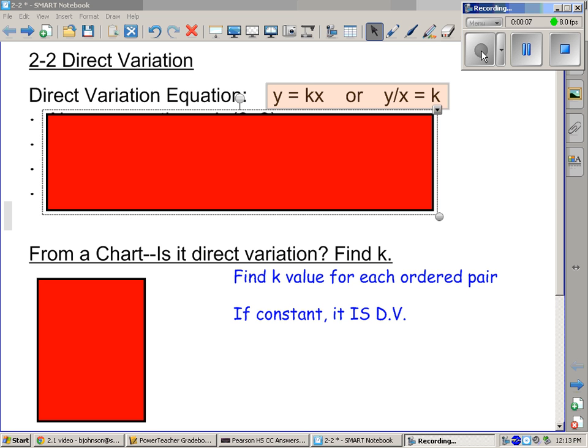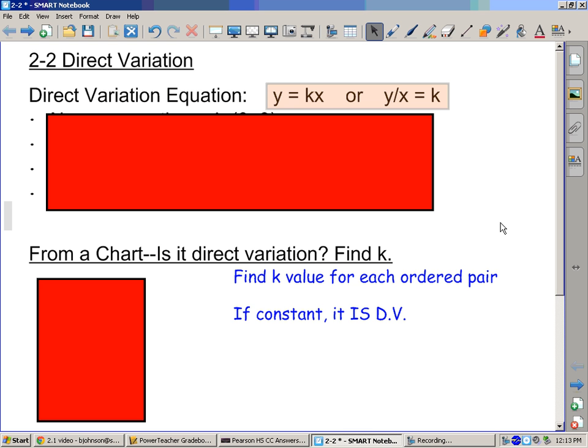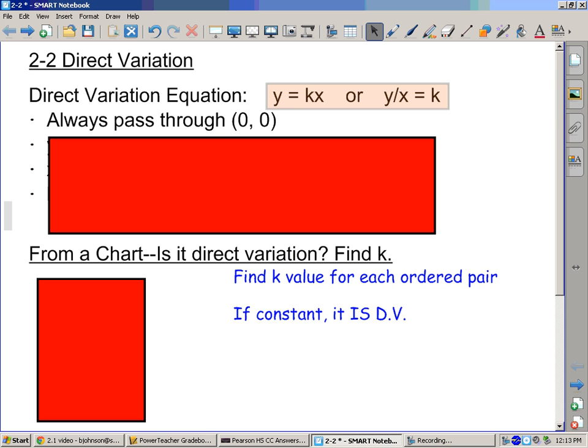We're going to do section 2.2, direct variation. Alright, let's talk about direct variation equations. It's y equals kx, or if you want to isolate the k and solve for it, it's y divided by x equals k.